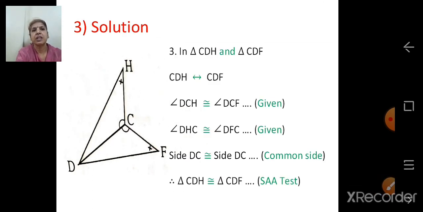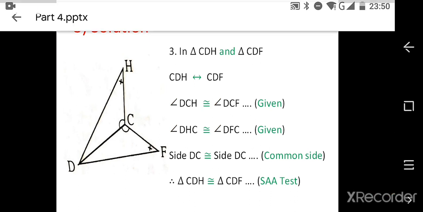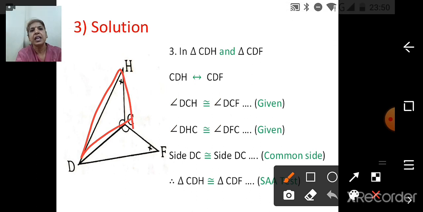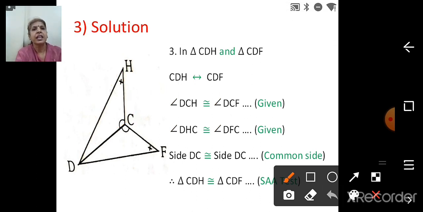Now solution. In triangle CDH, this depends on you how you are naming it, in triangle CDH and CDF. What we have to keep in mind, vertex H is corresponding to vertex F. C is with C, D is with D. So in triangle CDH and triangle CDF. Next step, correspondence. CDH corresponds to CDF.